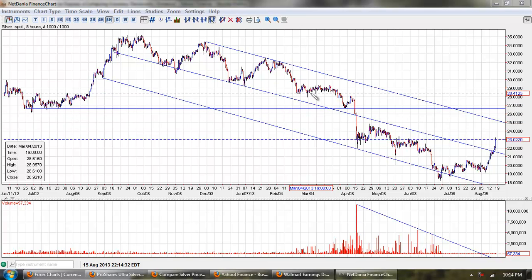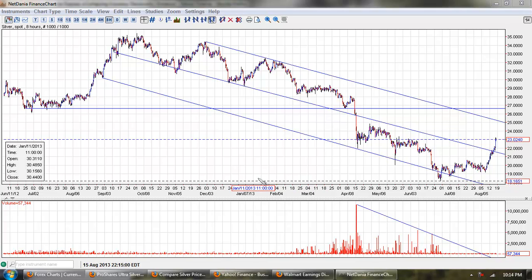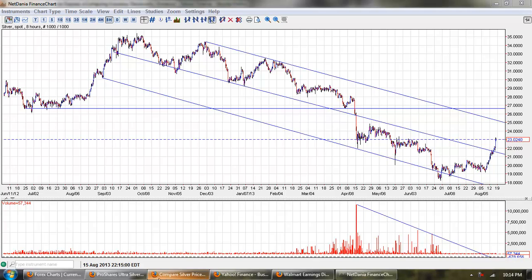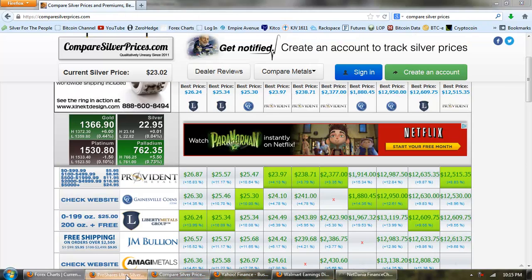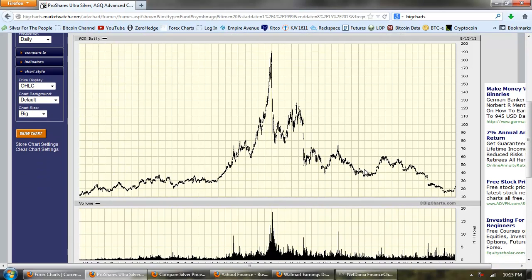Now, we had a big rally today. I had mentioned on the member site that I had gone long the AGQs, and I think I've got a chart of that here. And this is the long-term chart of AGQ.